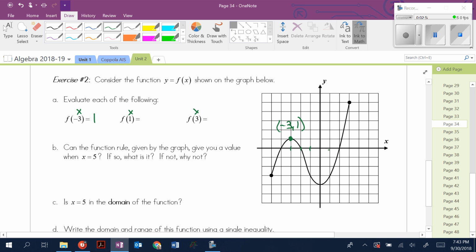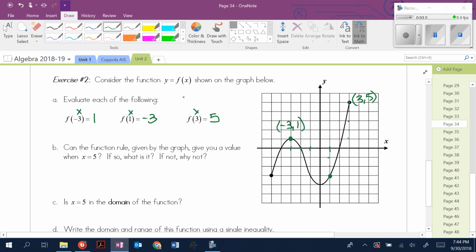All right, f of 1. We either look up, nope, or down. We had to go 1, 2, 3, so negative 3. And then the last one, when x is 3, I have to look up 1, 2, 3, 4, 5. Again, another way of looking at it, it's the point (3, 5). When x is 3, y is 5.